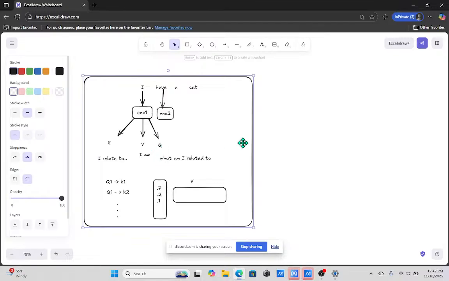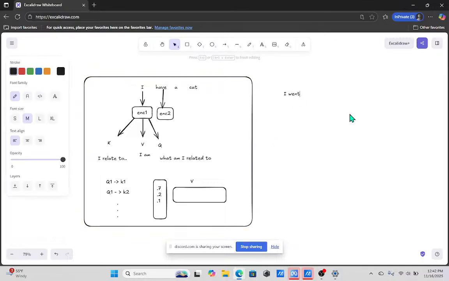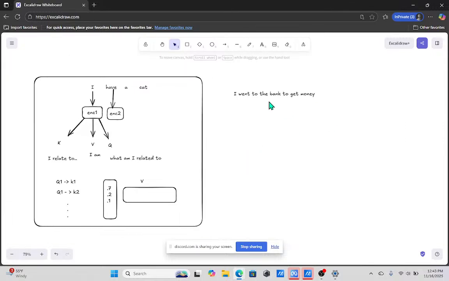So, here's a better example. I went to the bank to get money. So if I look at the word money, it's going to relate heavily to the word bank. So what am I related to? Money is related to bank. So theoretically the vector of the Q value should relate heavily to bank. Maybe not the actual value of money. Like the word money doesn't relate to bank super. It does, but it's basically, trying to think of a nice way to put this, but I don't think I'm doing a good job.